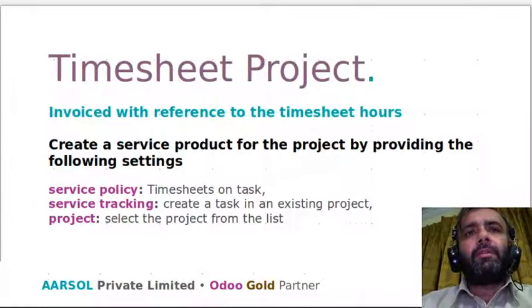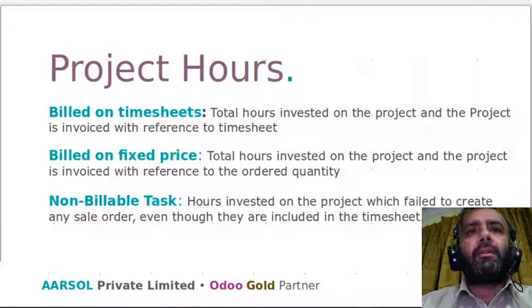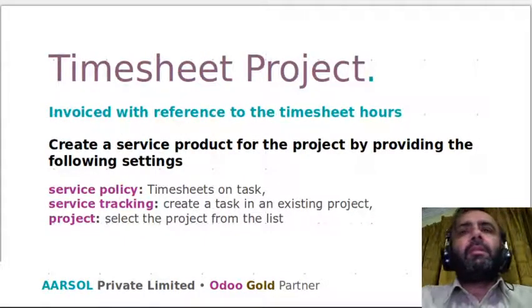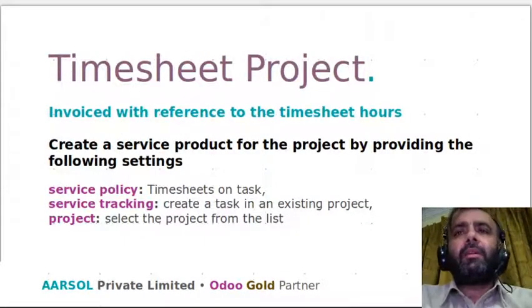And the first one is known as the timesheet project. So timesheet projects are invoiced with reference to the timesheet hours, as in the previous slide. That first type was the billed on timesheets, so this is related to the timesheet projects. These projects are invoiced with reference to the timesheet hours.